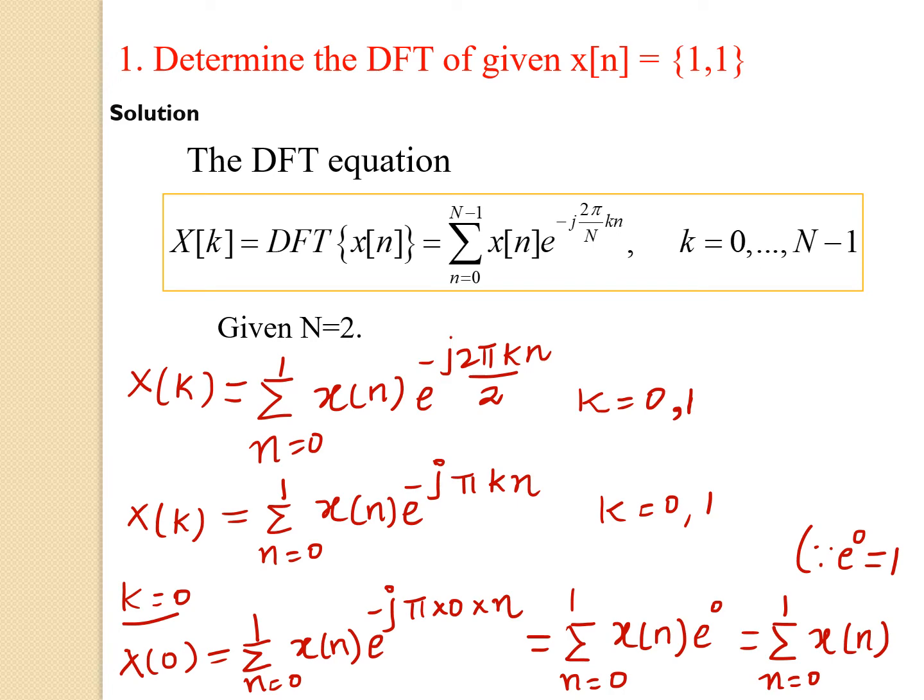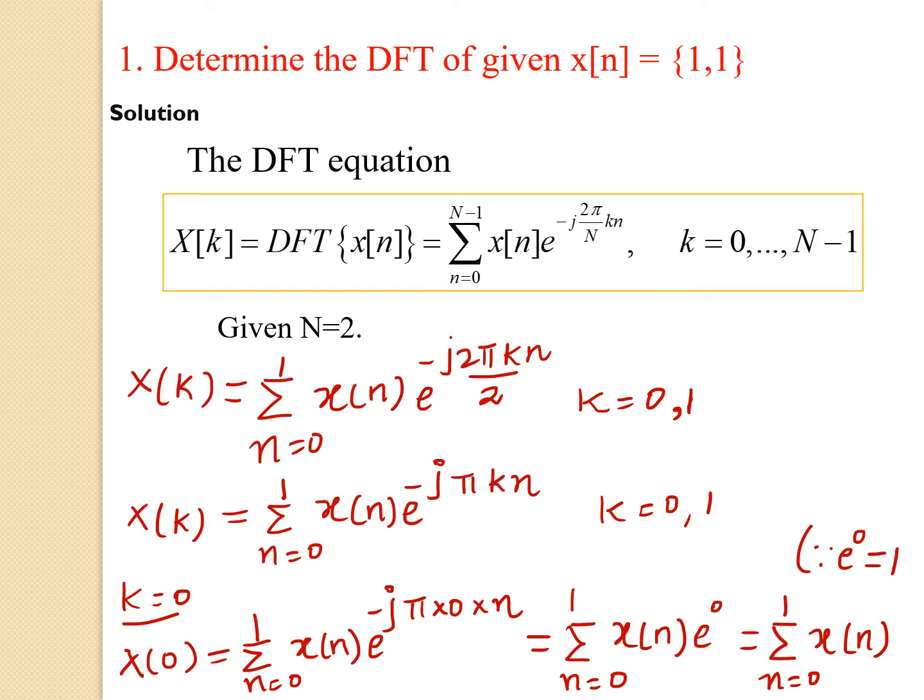So we are writing the DFT equation. So X of k is equal to DFT of x of n, that is equal to summation extending from n is equal to 0 to N minus 1 x of n into e power minus j 2 pi into kn over N for k ranging from 0 to N minus 1. Here the number of samples in the sequence of x of n is 2. So given N is equal to 2.